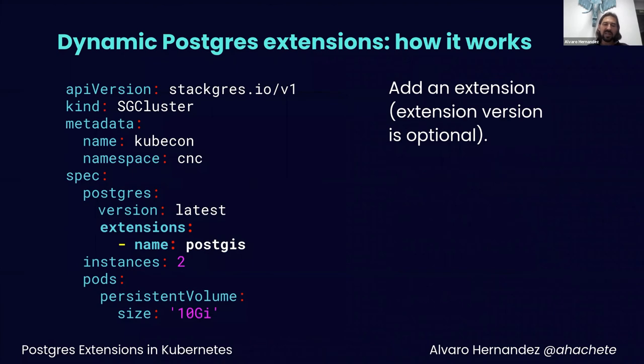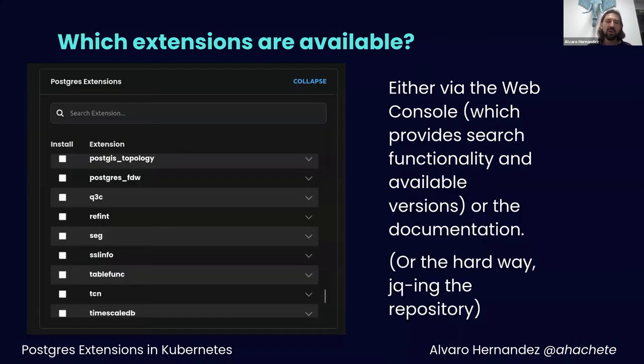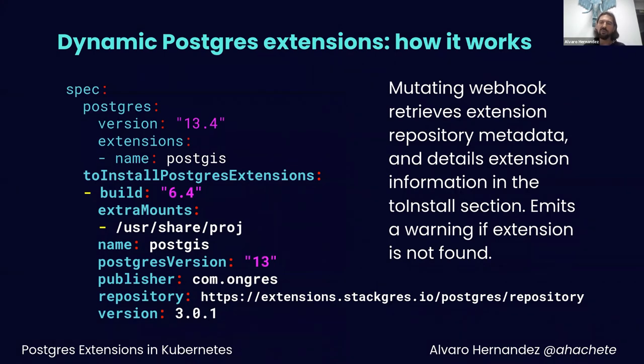So when we create this and do a kubectl apply and we add this extensions named PostGIS, what happens is that there's going to be a mutating webhook that is going to retrieve the extension metadata from the repository, and it's going to add it to the toInstallPostgresExtensions section, which is basically additional metadata about the extension, including the internal build number, the Postgres major version with which it's compatible, the detailed PostGIS version, in this case 3.0.1, and the publisher, or the repository that keeps the extension. If this extension were not found, a warning would be issued.